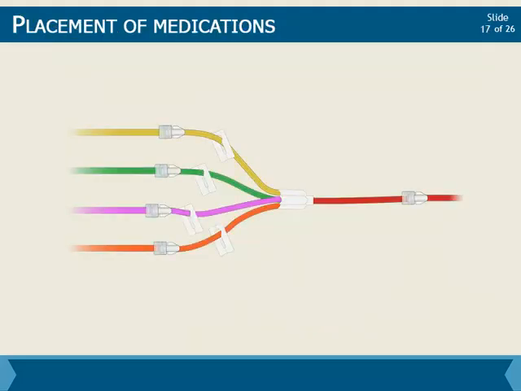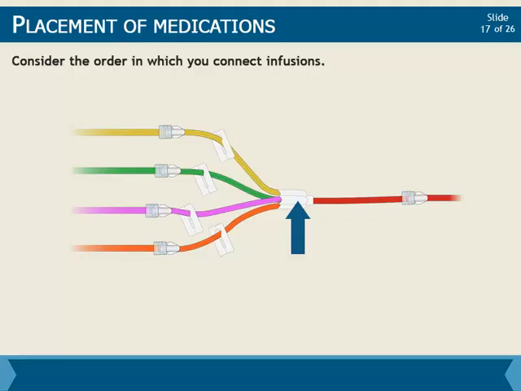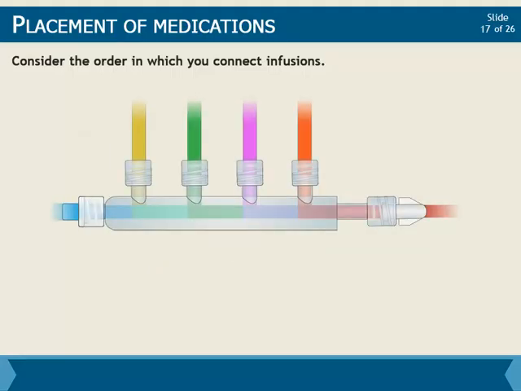One other way to help reduce the impact of dead volume is to consider the order in which you connect infusions. Some multi-port connectors join all the infusions together at a single point, while others slightly stagger the joining of the infusions.